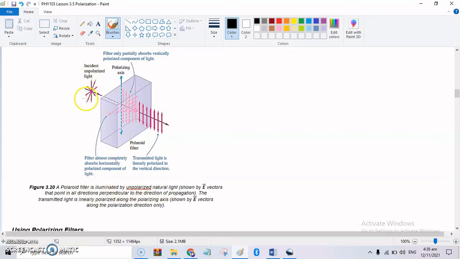So this is the unpolarized natural incident light. It will enter the Polaroid filter, and the filter only partially absorbs vertically polarized components. So some of the vertically directed light is absorbed, but is also reflected out. But our horizontally directed incident unpolarized light is absorbed. It is like it is being trapped. Okay.